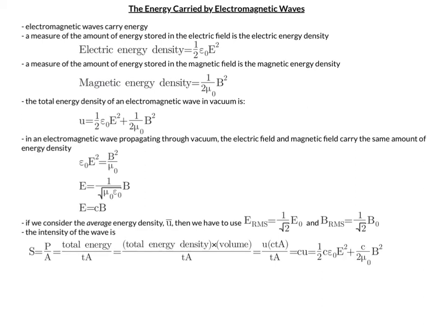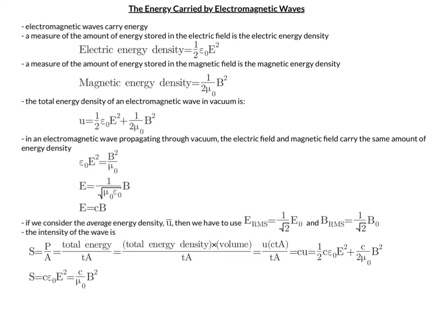So now if we write out the total energy density as this quantity, we end up with the intensity of the wave being equal to 1/2 c epsilon naught E squared plus c divided by 2 mu naught B squared. Since we know that the electric energy density is the same as the magnetic energy density, then we can replace, in this situation, let's say we can replace this quantity by that quantity. So we're adding 2 of 1/2 c epsilon naught E squared, and that means that we just have 1 c epsilon naught E squared as the intensity.